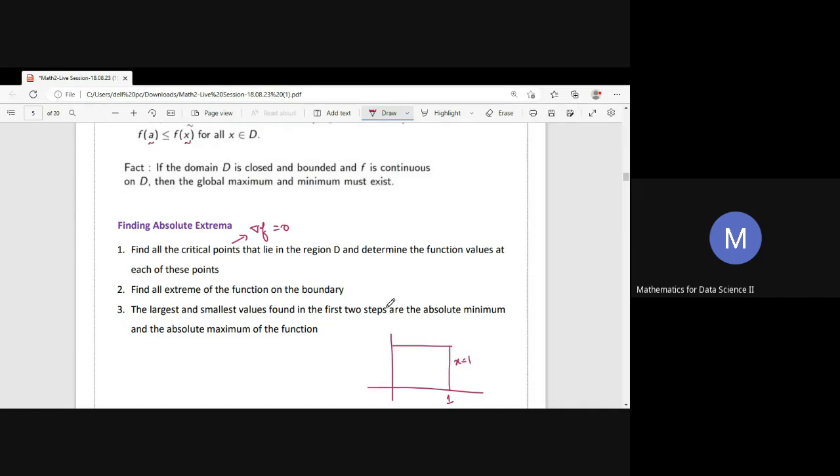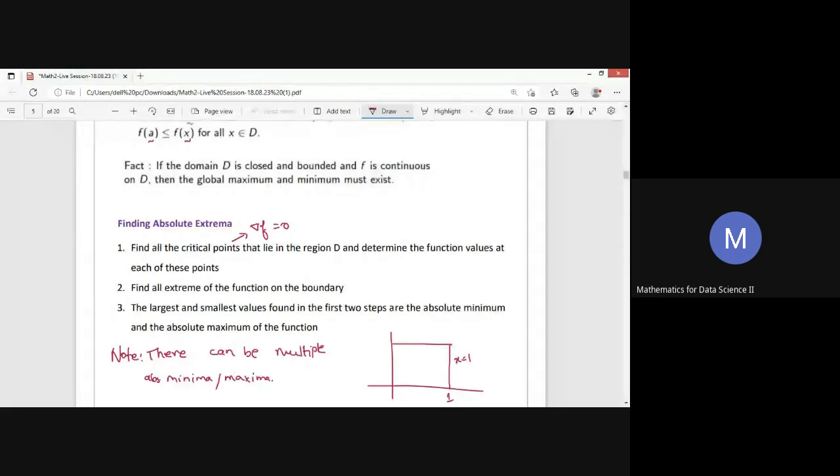Now, whatever points you have found from step 1 and step 2, at all these points you find the function values and compare them. The largest and smallest values are going to give you the absolute maximum and absolute minimum. Note that there can be multiple absolute minima or maxima.